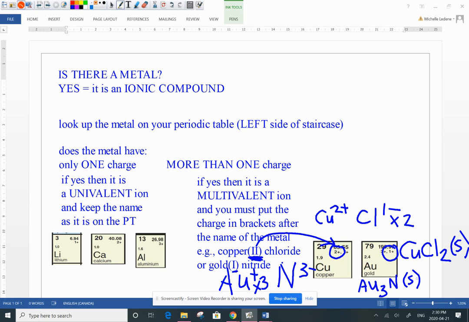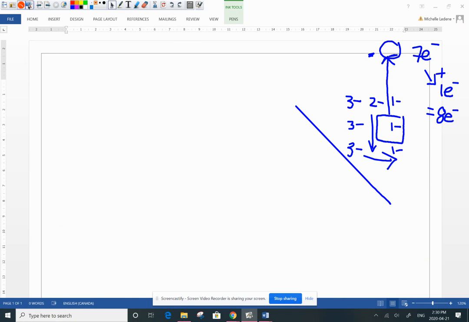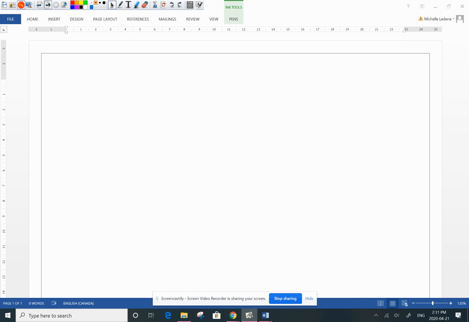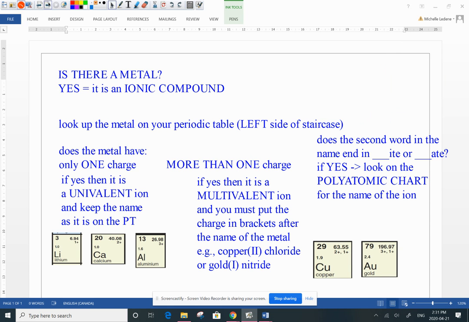Okay, so there we have how to tell apart univalent and multivalent, and we've spent a fair bit of time doing that. Now, there's one other type of ion, and so we are going to look at that last type of ion, and that is looking at the ending of that second word. If that second word ends in "ite" or "ate", then where do we look? Well, we look up on that polyatomic chart. The polyatomic chart, the polyatomic table.